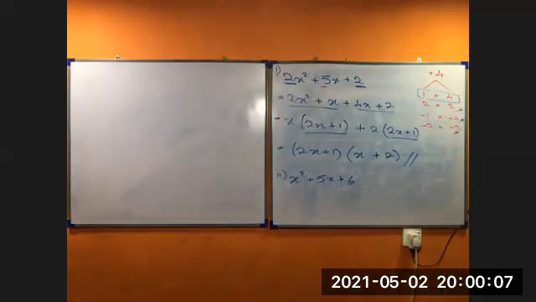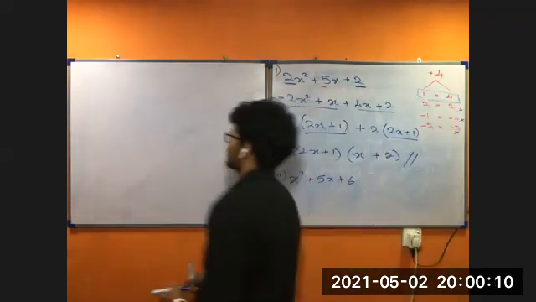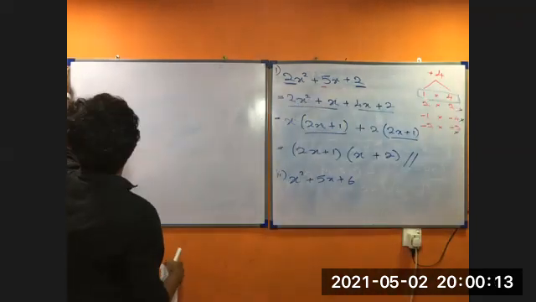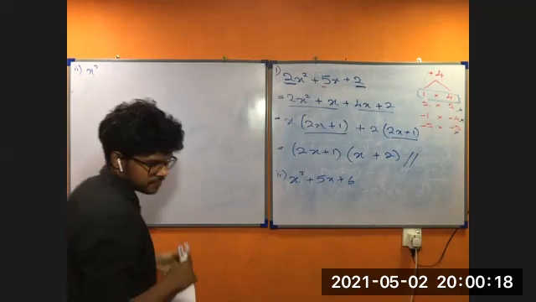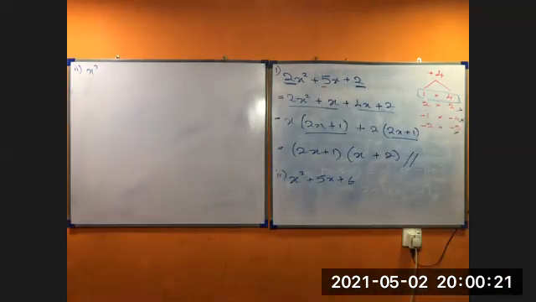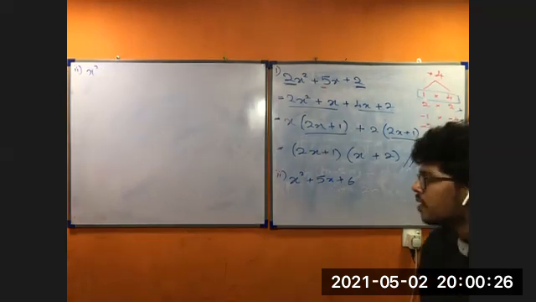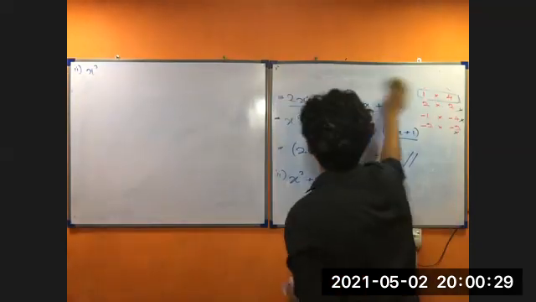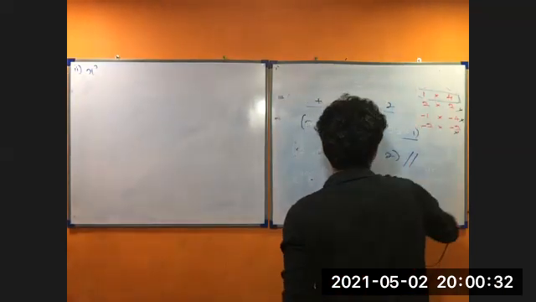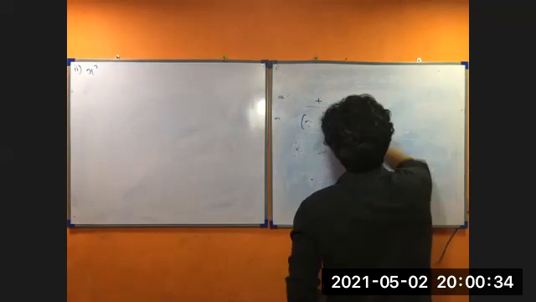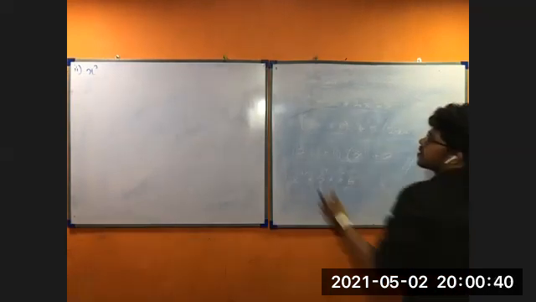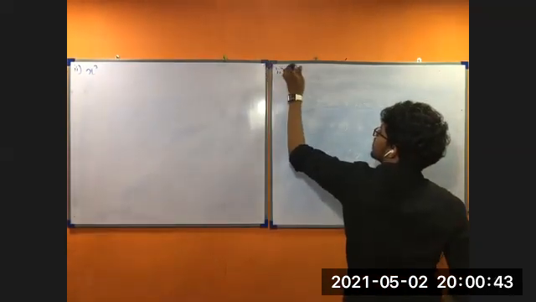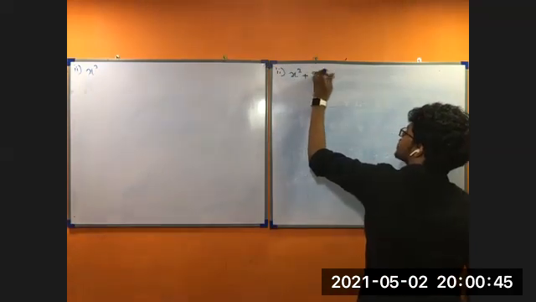Okay, we have x plus 2, x plus 3. Yes, right. So this is number 2. Let me erase this side. We have x squared plus 5x plus 6.